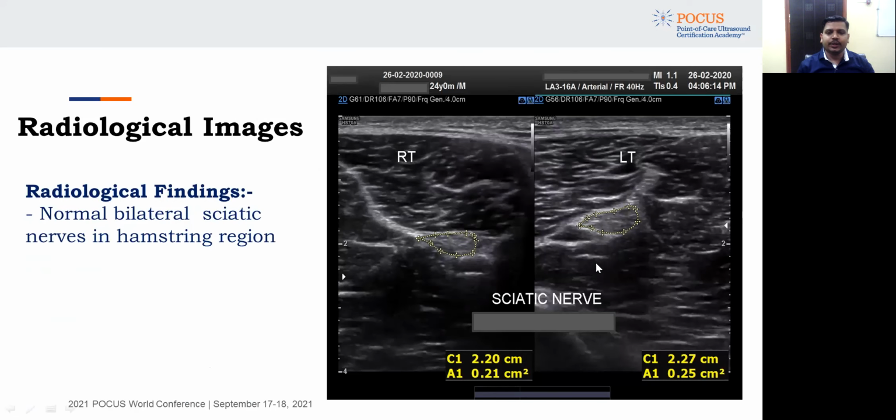This image is showing the appearance of the sciatic nerve in the same patient in the hamstring region. As we can see, both the sciatic nerves in the hamstring region show normal cross-sectional area, which is comparable on either side, and the echotexture or appearance of both the nerves is almost equivalent and normal.